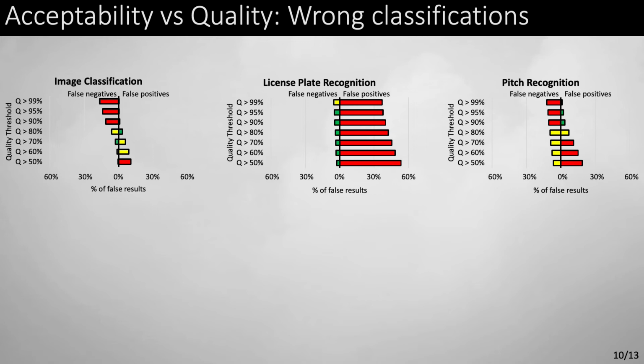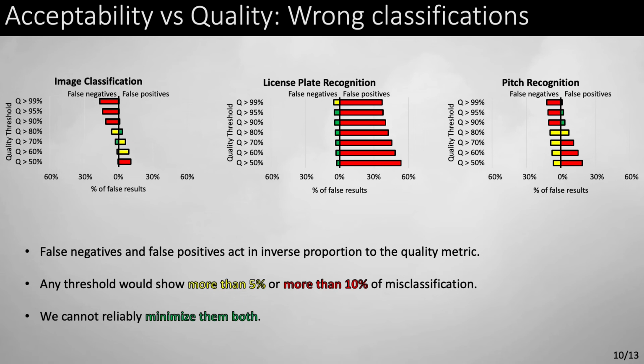Thus, whichever is the threshold, some of the useful or useless results are incorrectly classified by the quality evaluation. These plots show how many are incorrect in the x-axis for each quality requirement in the y-axis. False negatives in the left-hand side are results that are useful but do not meet the quality requirement, while false positives in the right-hand side are results that meet the quality but should be discarded anyway.